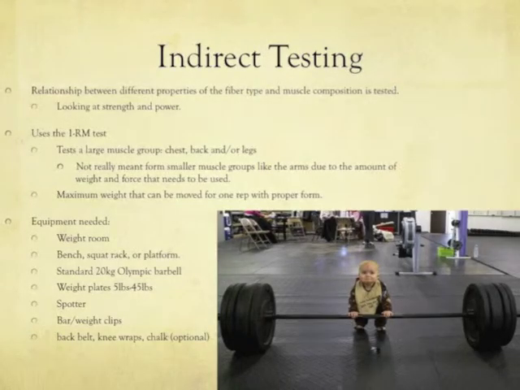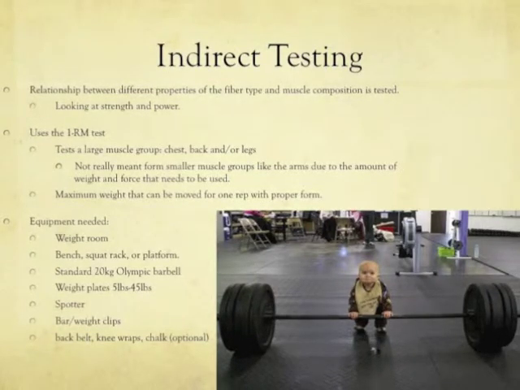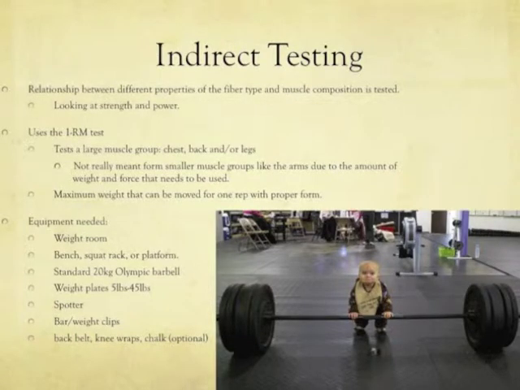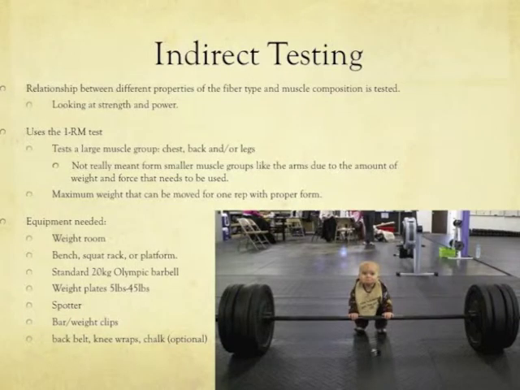Our next method of choice is called the indirect testing. This is a much more popular testing for muscle fiber composition because the direct testing is very invasive and very painful. The indirect testing is just putting forth effort from the subject. It looks at the relationship between different properties of the fiber types and the muscle composition that is tested. Basically, it looks at the strength and the power being capable of the muscle.